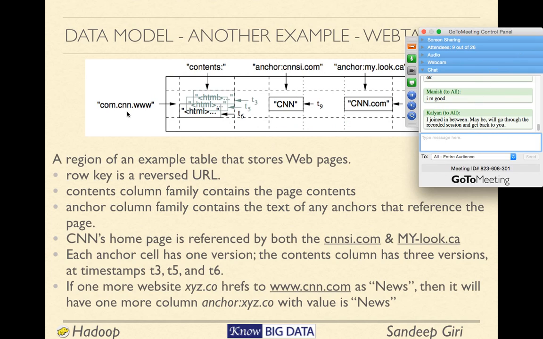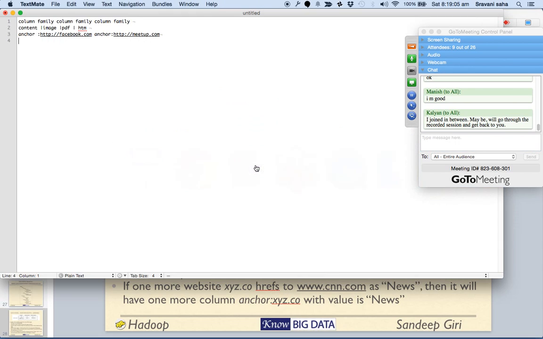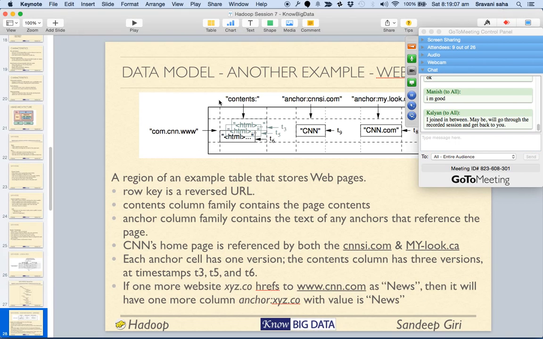All right. So here we have row ID, which is not straight away www.cnn.com. It is com.cnn.www. All right. So why is it so? Why did they do it that way? This is a little important part to us. As we said earlier, row IDs are sorted, right? As we discussed earlier, the row IDs are sorted.